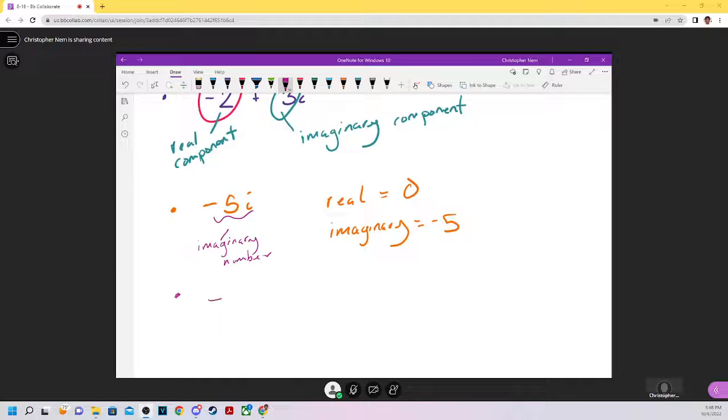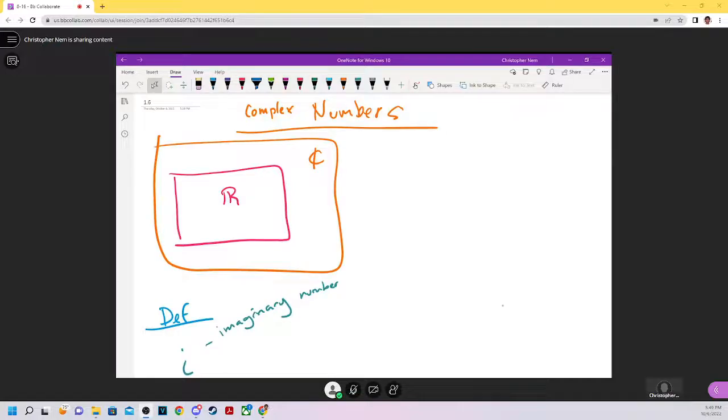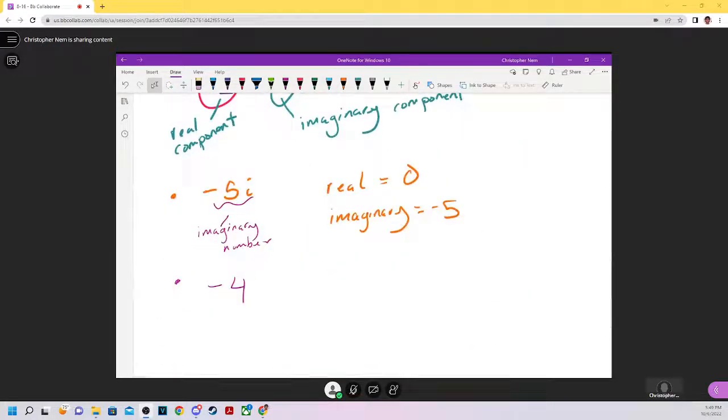Let's take another example, negative 4. We know this is a real number, but this is also a complex number because, from our image, all real numbers are complex numbers. So at the end of the day, I can treat negative 4 as a complex number. If I treat it as a complex number, the real value is clearly negative 4, but the imaginary value is 0. So you can treat this as negative 4 plus 0i. But 0 times i would be 0. That's why it's deleted in that case.